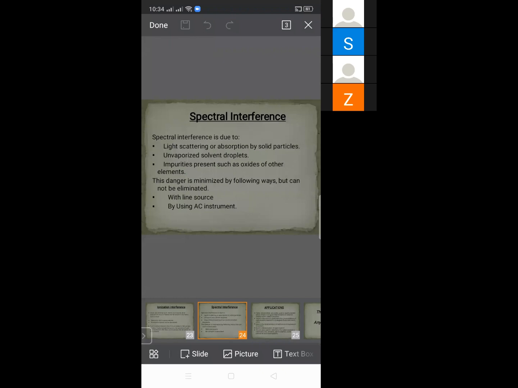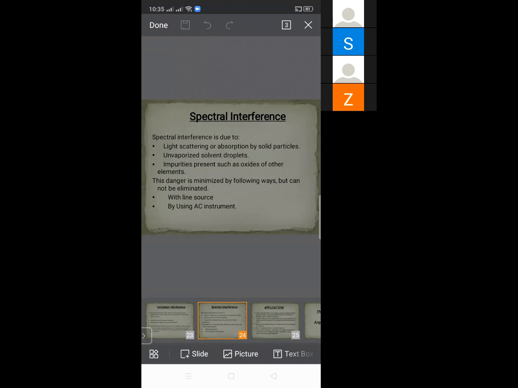First, I will explain what actually a spectral interference is. Spectral interference occurs when either another emission line or a molecular emission band is close to the emitted line of the test element and is not resolved from it by the monochromator. Spectral interference is due to light scattering or absorption by solid particles, unvaporized solvent droplets, and impurities present, such as the oxides of other elements.